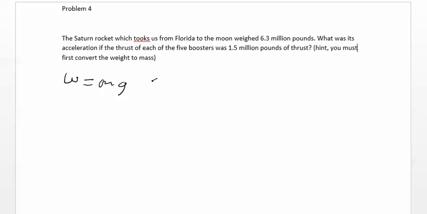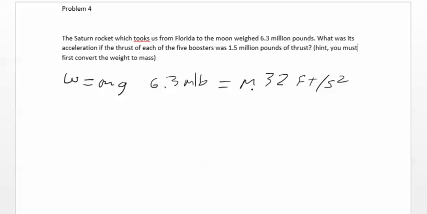I'm going to say 6.3 million pounds is equal to mass, which I don't know, times gravity, which is 32 feet per second squared. And I just knew that number. You'd be allowed to look that up. That's not a problem. So 6.3 million pounds.